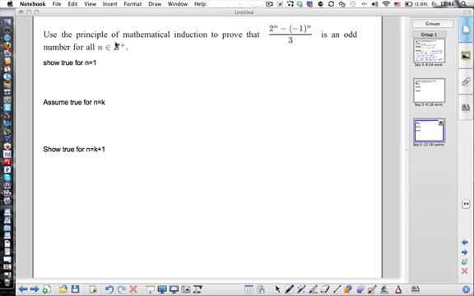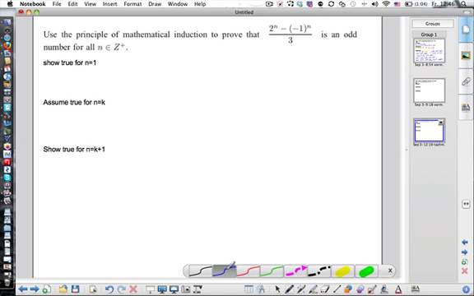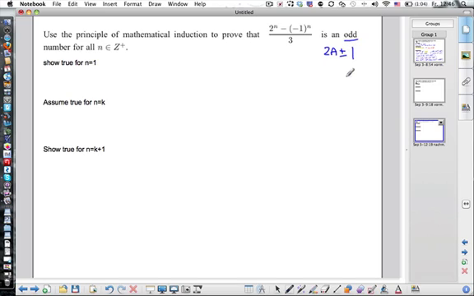Here's another induction question. This one's a little bit different because it's asking us to prove that this is always odd. So that's a little bit different because it's not the direct divisibility problem. Here's a big hint though. Odd is always an even number plus or minus 1. So that's always going to be odd. So that's the form that we want, and I'll talk about that in a second.